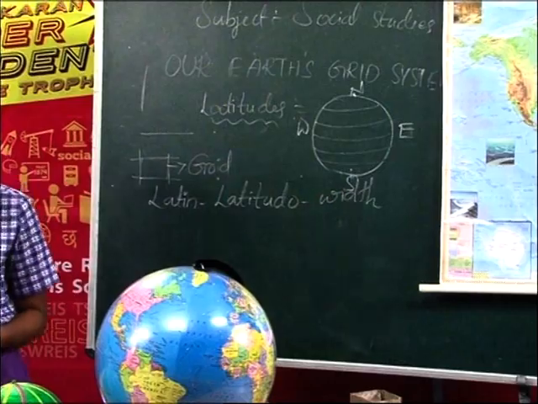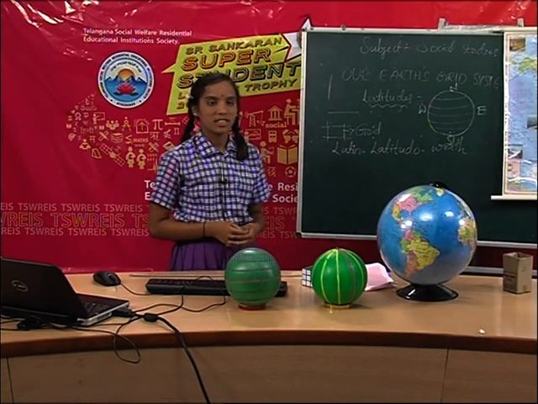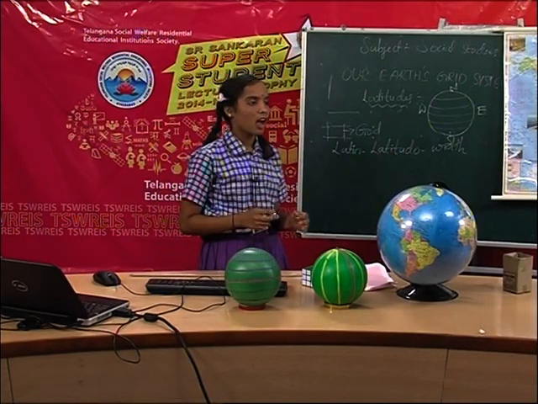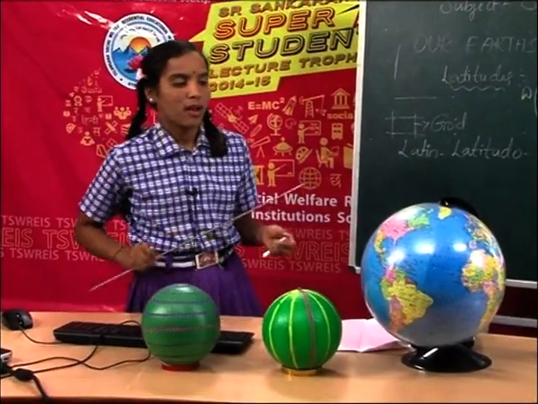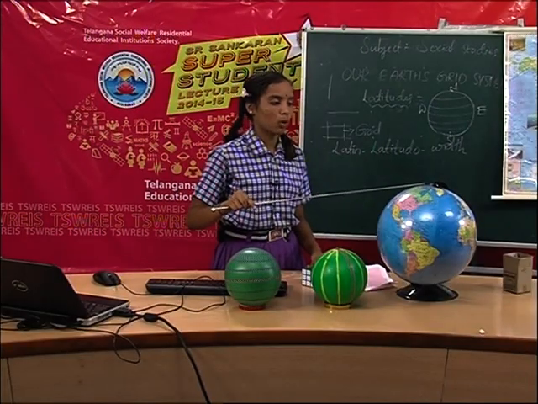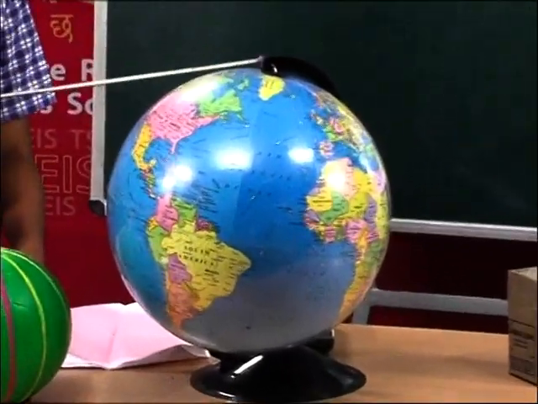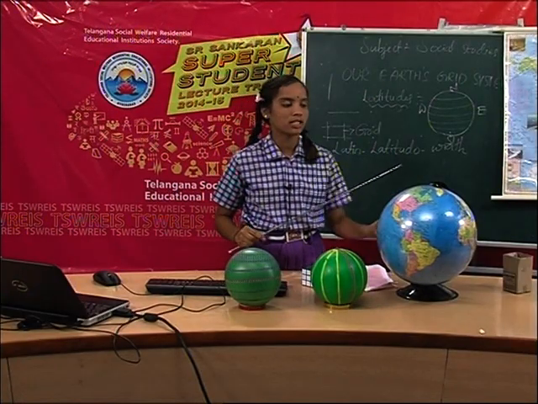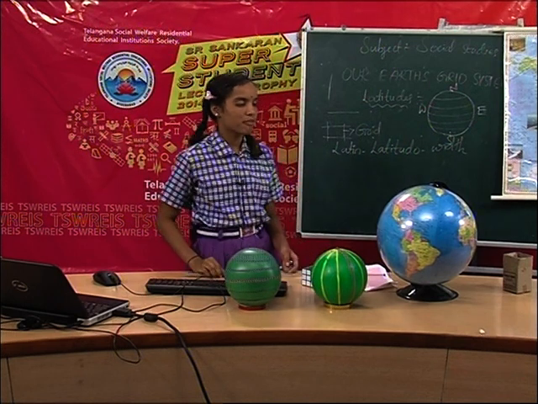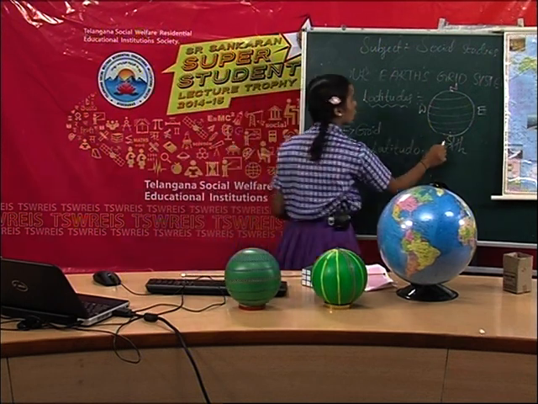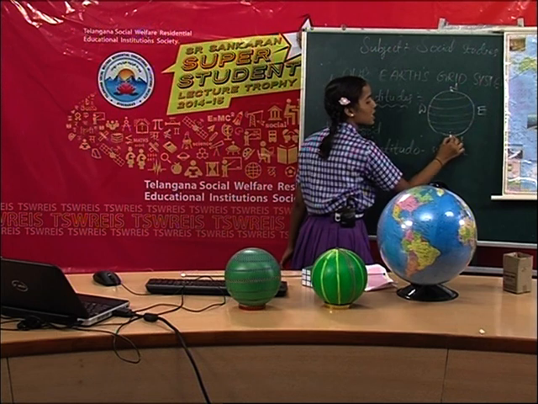Friends, do you know what are the poles? Yes, here the two ends of the axis. Friends, all of you look at the globe. Here the two ends of the axis on which our earth rotates are called poles. And friends, here these latitudes are drawn between North Pole and South Pole.